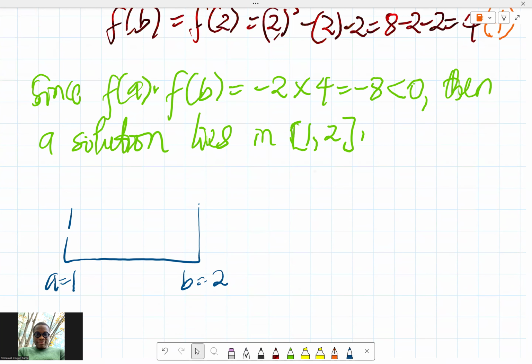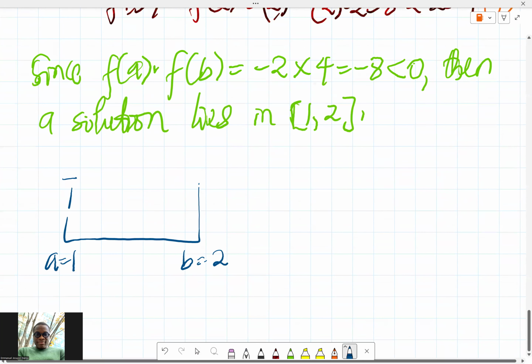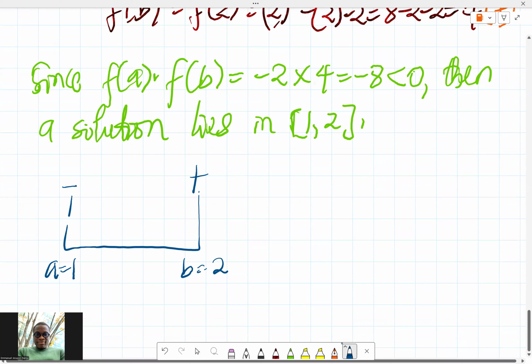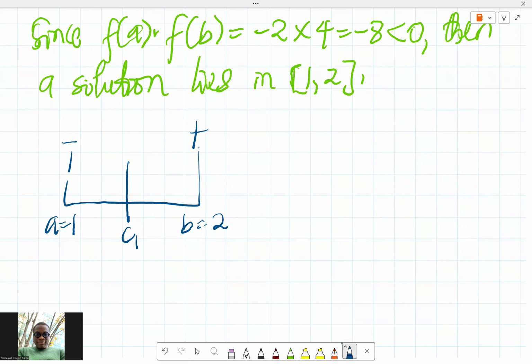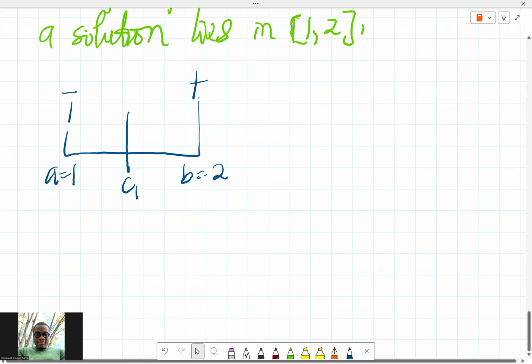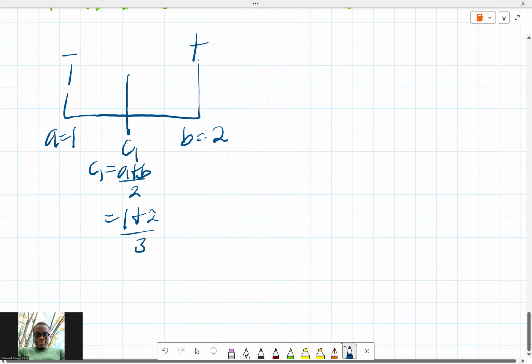So you already know from what you did, when you substituted 1, the answer was negative. So put minus here. When you substituted 2, the answer was plus. So put plus here. So what you're looking for now is this C. Maybe I can call it C1, okay? To get C1, C1 is simply A plus B over 2. That means you have 1 plus 2 over 2.